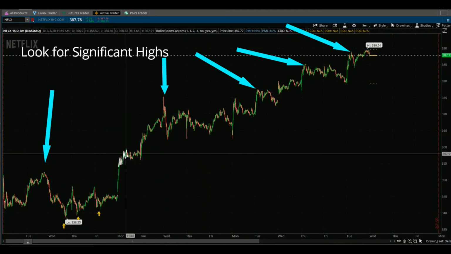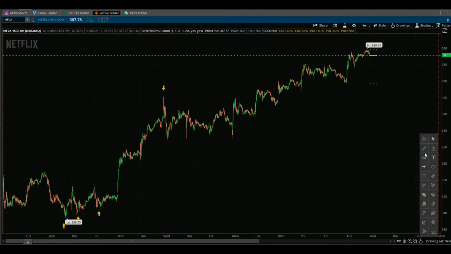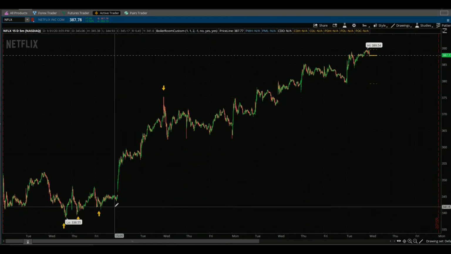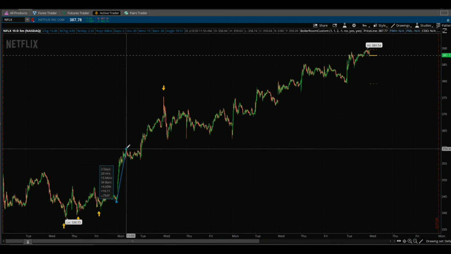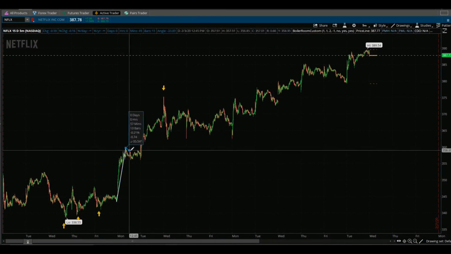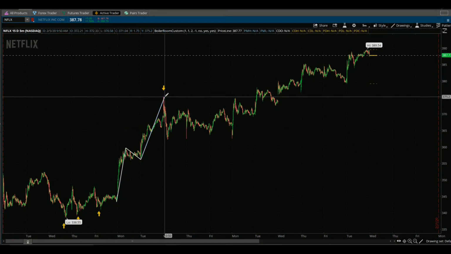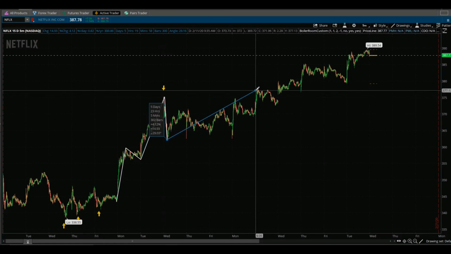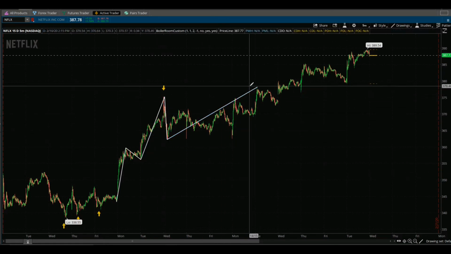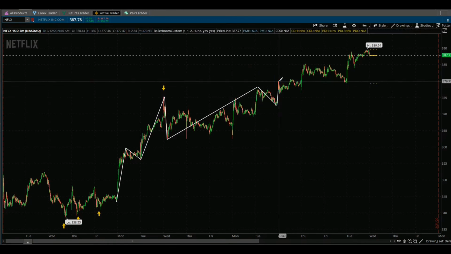So if I delete these lines and only focus on significant highs, let's start from here. This is the easiest one to spot, this being the low spot. And we go right up here. This is a significant high. Then we have a retracement. Then we have another significant high. Then we have a retracement. Then we have another significant high here. So this is much easier to see, right?